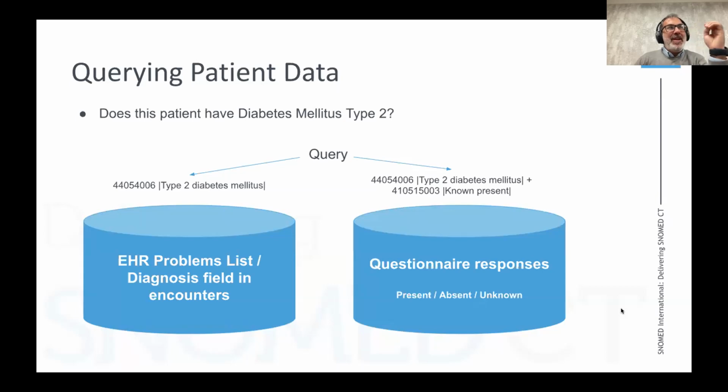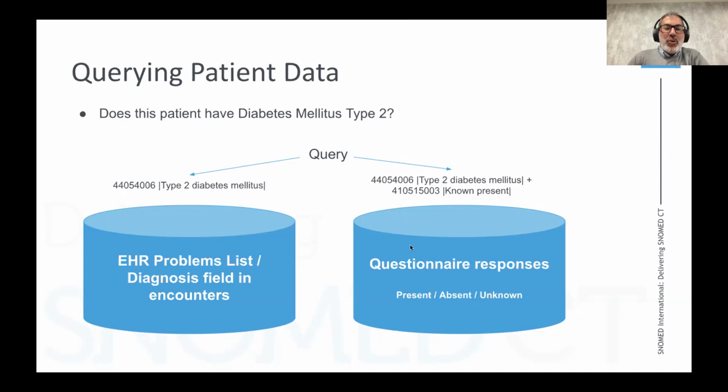But this means that when you want to use the data for analytics, for decision support, for everything, you need to understand that the information is captured differently in your problem list and in your questionnaire responses. So when you look at the problem list, to know if a person has diabetes, you only look for the concept, type 2 diabetes mellitus, that's fine. If you find the concept, it means that the patient has type 2 diabetes mellitus.